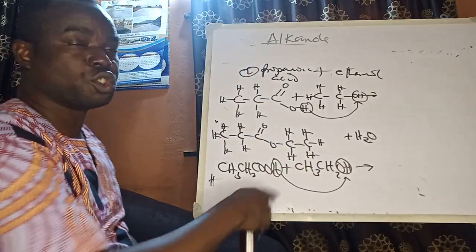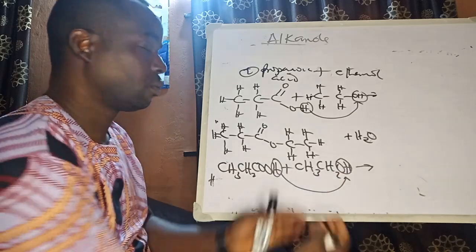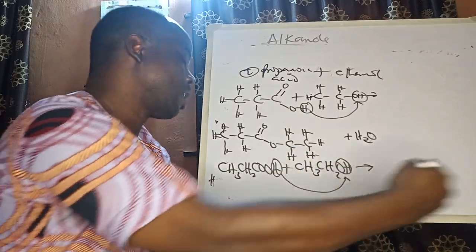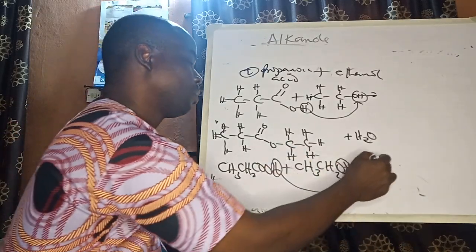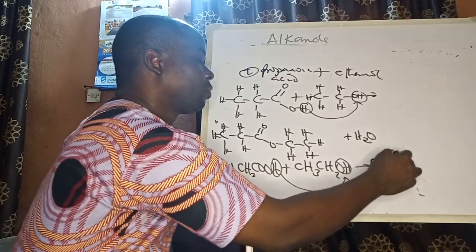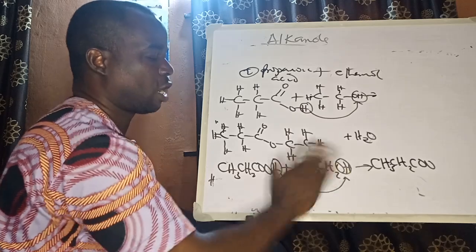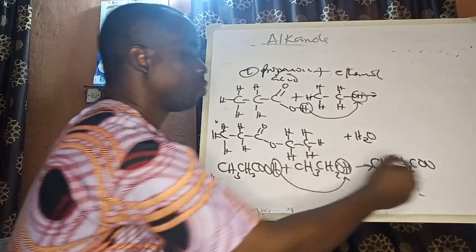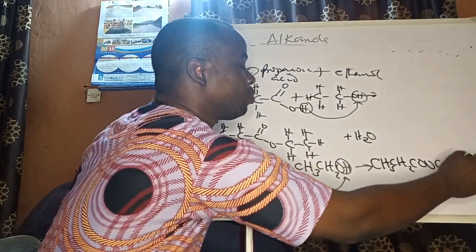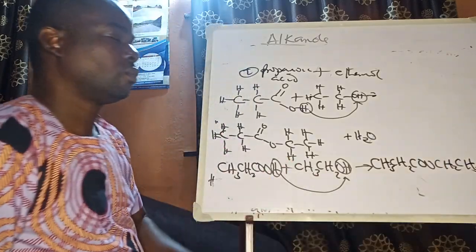Then what happens now? H is gone, OH is gone. So carry this one, lift it up, turn it, and join this one. So we have CH3, CH2, COO. Now this one will jump, it will come up and turn. So we have CH2, CH3. Now what's the name of this one?